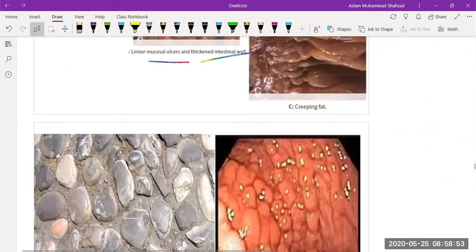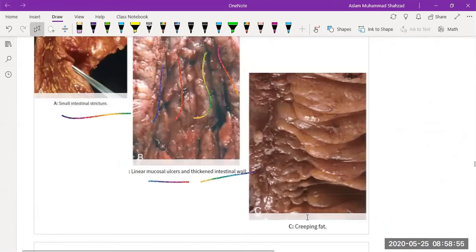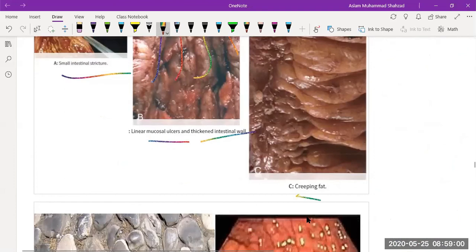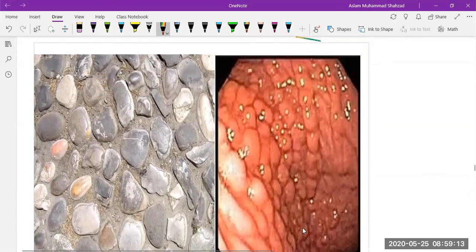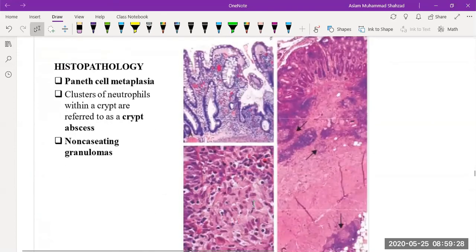So they are talking about linear mucosal ulcers, thick intestinal wall, then creeping fat, these lumps. They are showing you the fat-like, greasy appearance. Another thing they are showing you is the presence of cobblestoning. What is cobblestone? It is a metaphor, a stone-like appearance, and if you look through endoscopy or biopsy, they find the same structure like cobblestone. That is why we discuss this in terms of cobblestone.